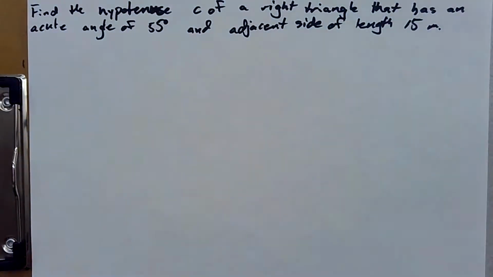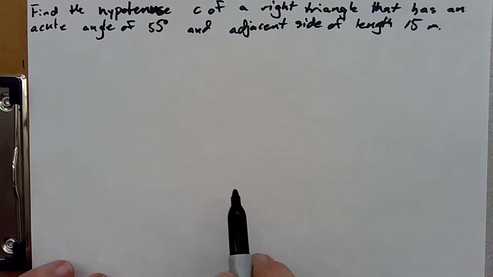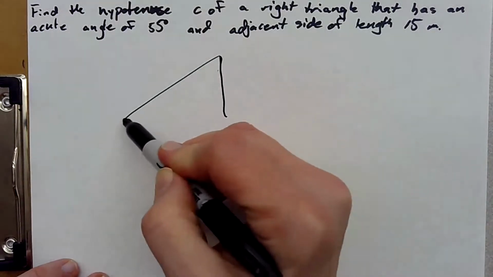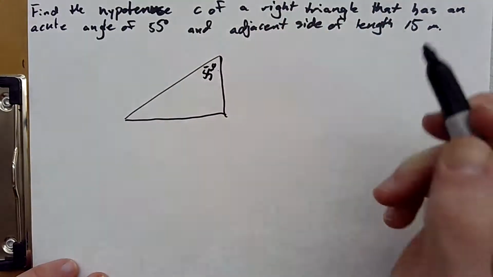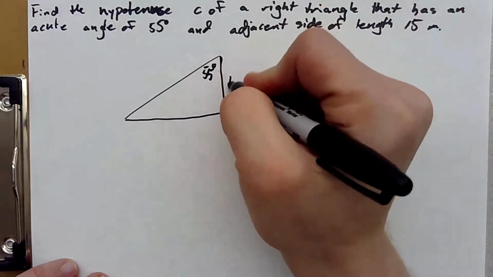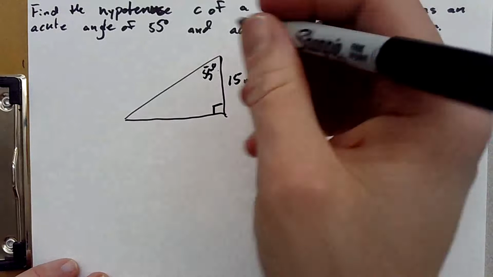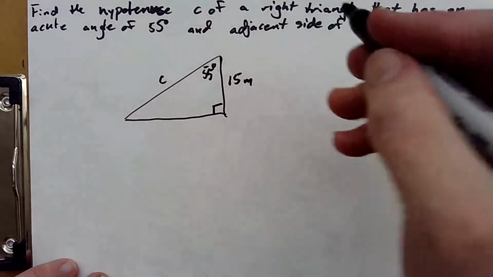Next, we're asked to find the hypotenuse C of a right triangle that has an acute angle of 55 degrees and adjacent side of length 15 meters. So here is our 55-degree angle. The adjacent side is 15 meters. Here is our right angle. And here is C.